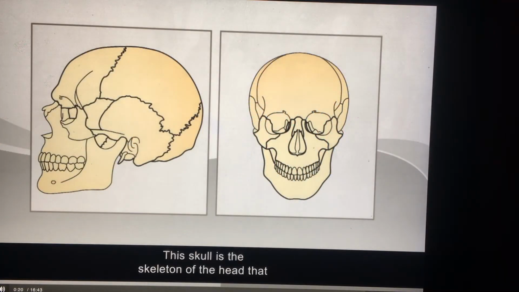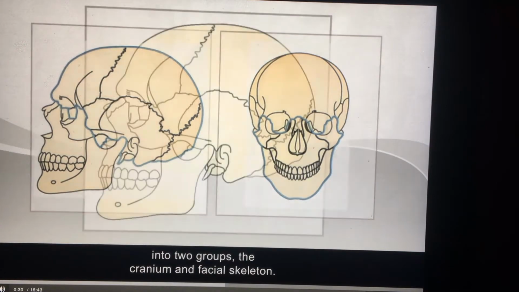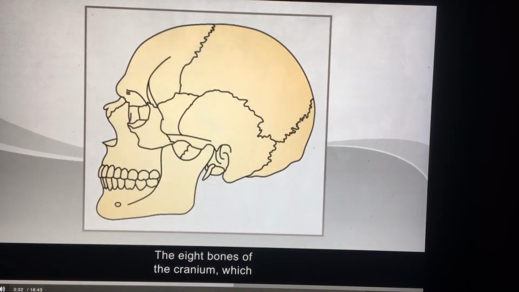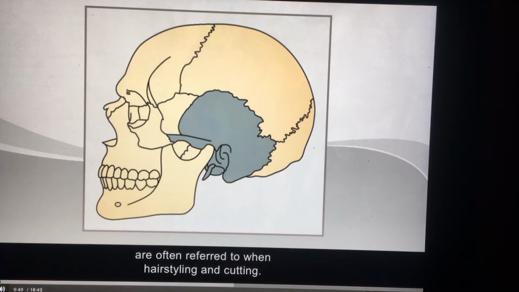The skull is the skeleton of the head that encloses and protects the brain and primary sense organs. The bones of the skull are divided into two groups, the cranium and facial skeleton. The 8 bones of the cranium, which include the frontal, parietal, occipital, and temporal bones, are often referred to when hairstyling and cutting.